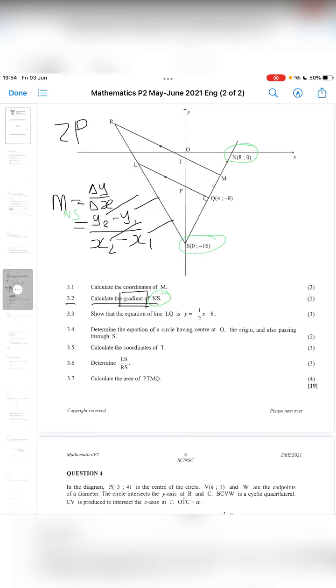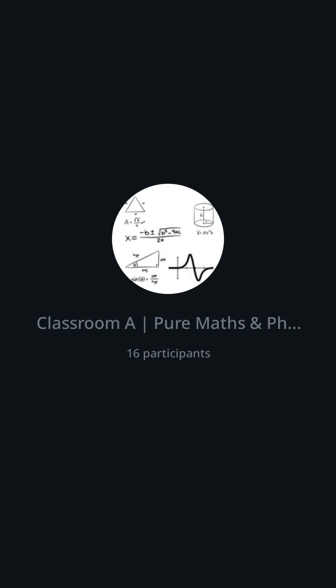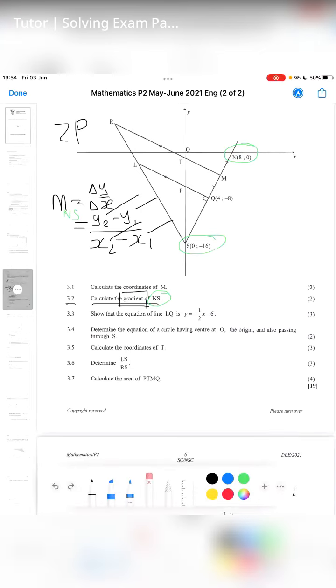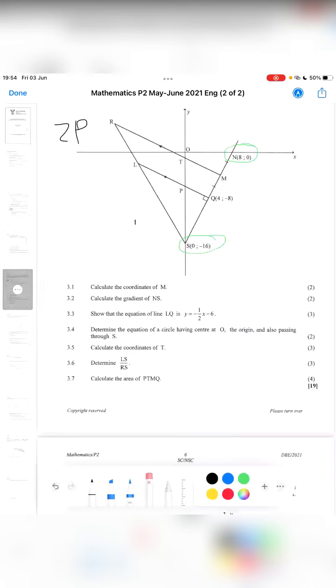So let's check what the next question is saying. Let me just remove all of these so that we start on a clean slate. Okay, so let's see, ladies and gentlemen, what is the question saying over there? The question, 3.3, says: show that the equation of the line LQ is equal to that.